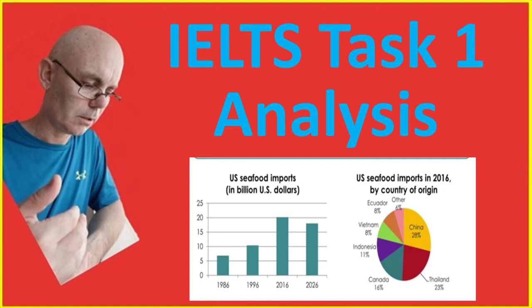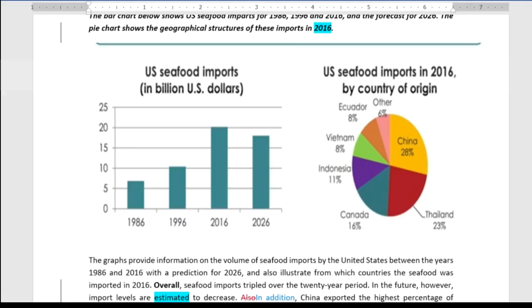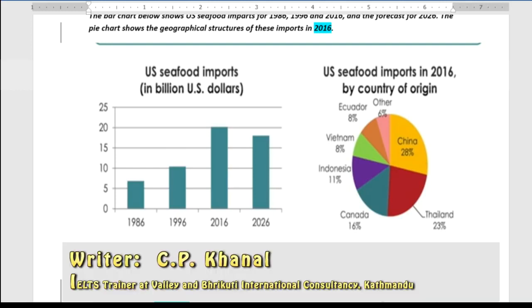IELTS Writing Task 1 Academic Band 8 answer. We're going to look at a multi-task type. We've got this bar chart here, which is change over time, and we've got a pie chart here that is just one period of time.